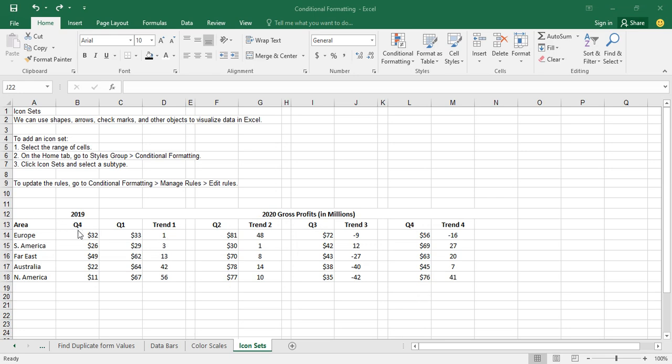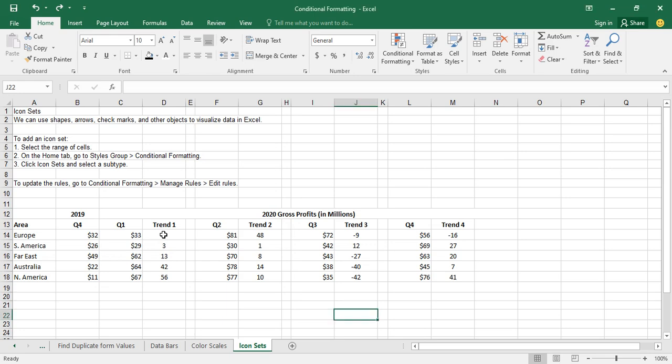Now this one here is the profit from the fourth quarter in 2019, more like the previous year. So what they want to do is compare the fourth quarter profits of 2019 with the first quarter profit of 2020. Is it going to be an upward trend or a downward trend?